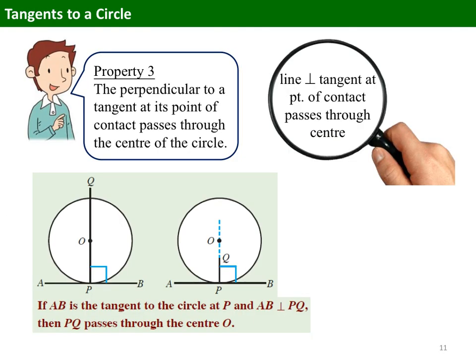Property 3. This time I know APB is tangent. And this angle QPB is 90 degrees. Then we know the center is somewhere along this straight line PQ. Okay, along this straight line. And you should write down this when you use this property.